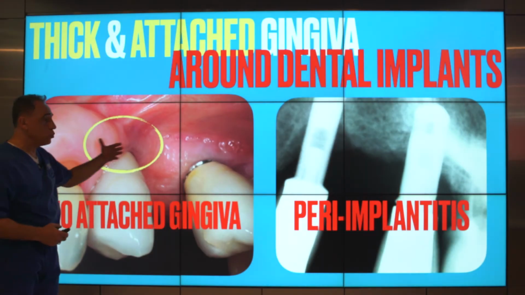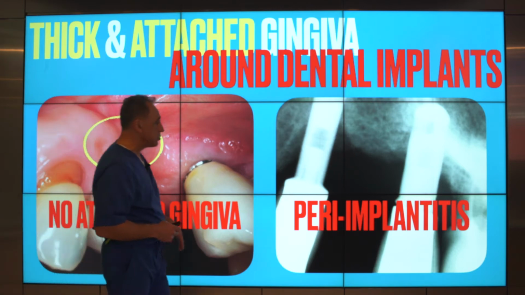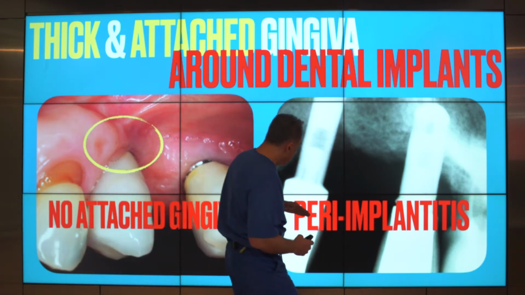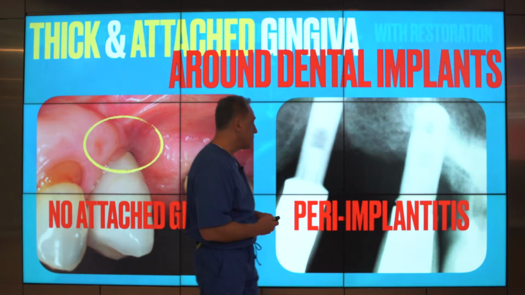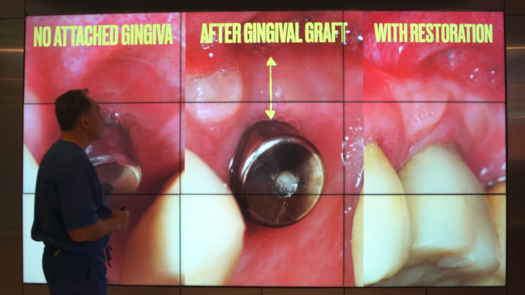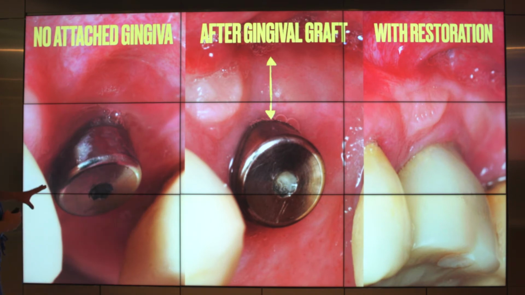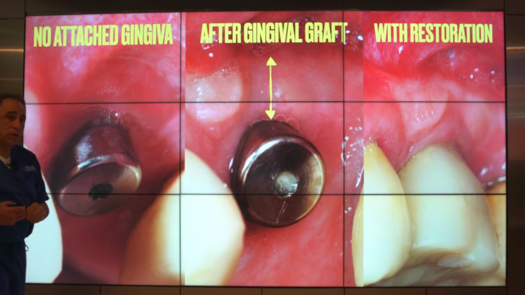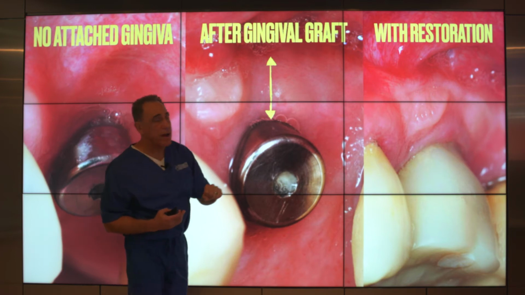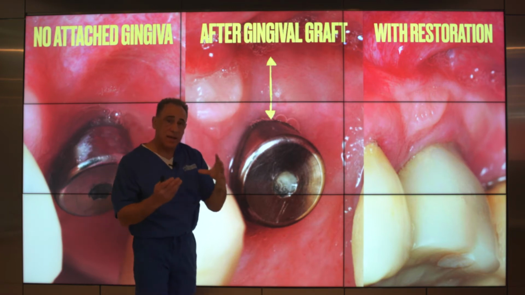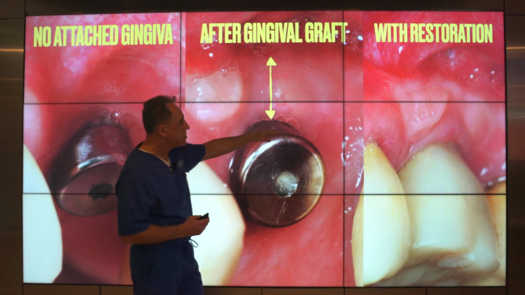This can lead to peri-implantitis, which is an inflammatory process that develops, eventually leading to bone loss as well as compromise in the health of the implant. So if we have dental implants that have no attached gingiva, the prognosis can become compromised. So what we can do is perform a gingival graft to develop this thick and attached gingiva around implants.